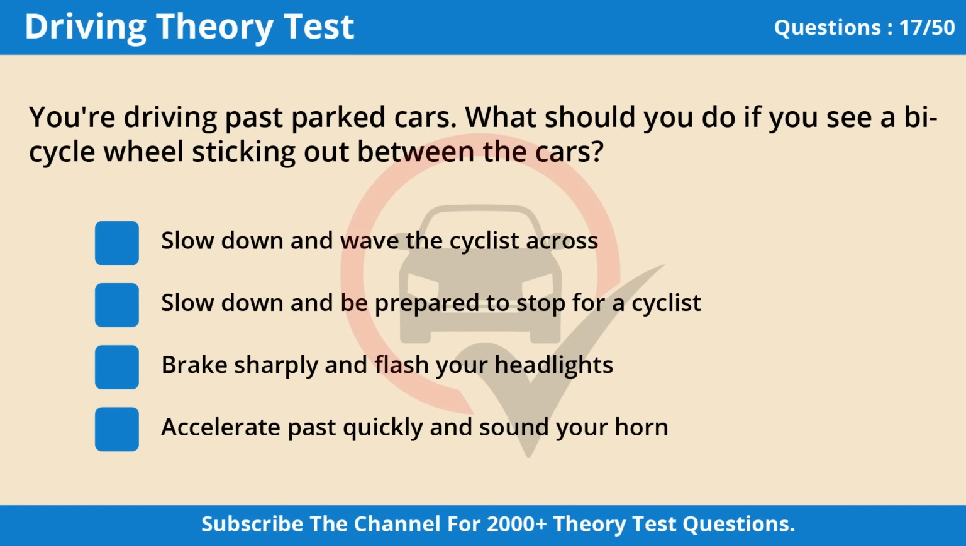Question 17. You're driving past parked cars. What should you do if you see a bicycle wheel sticking out between the cars? A. Slow down and wave the cyclist across. B. Slow down and be prepared to stop for a cyclist. C. Brake sharply and flash your headlights. D. Accelerate past quickly and sound your horn.